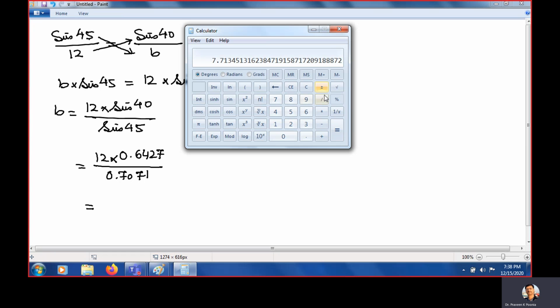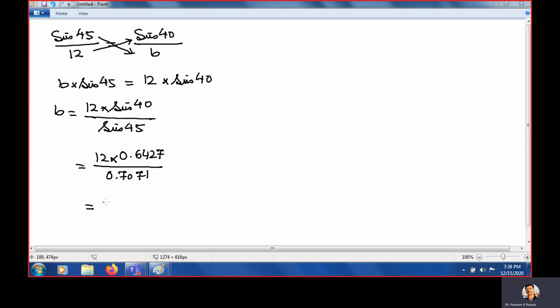Clear? Now we will divide this value by 0.7071 and this is 10.9. So the value of B is 10.9. Clear? So this is 10.9. This is the value of B.